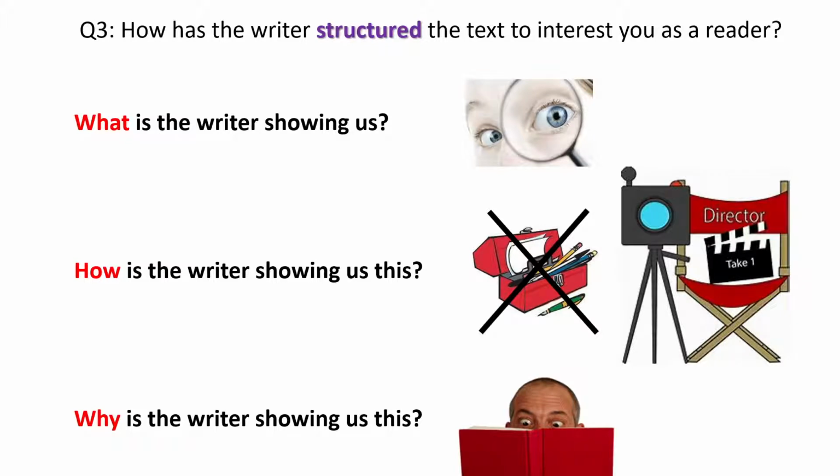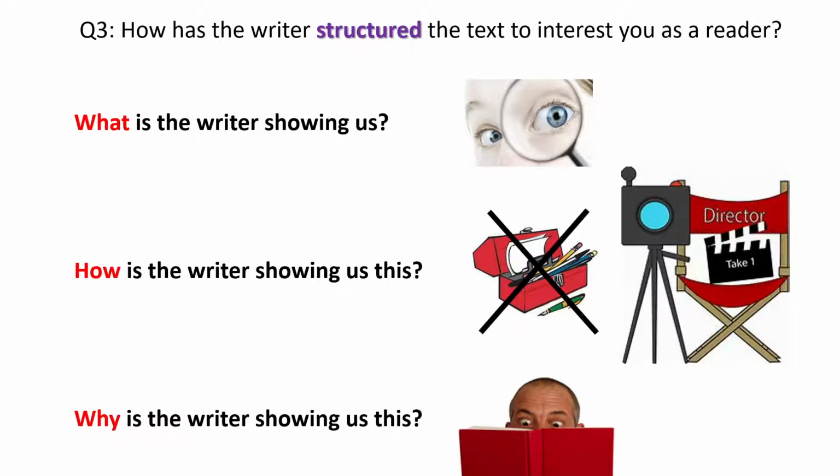So how has the writer structured the text to interest you as a reader? Well, we're going to ask 3 things. What is the writer showing us? How is the writer showing us this? And why is the writer showing us this? Exactly the same as question 2, except in question 2 we were looking at language. In question 3 we're looking at structure, the start, the shift, the finish.